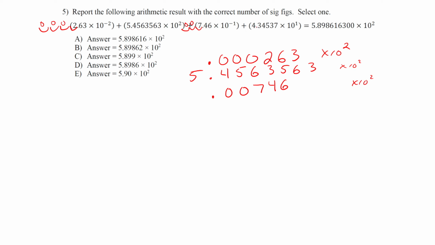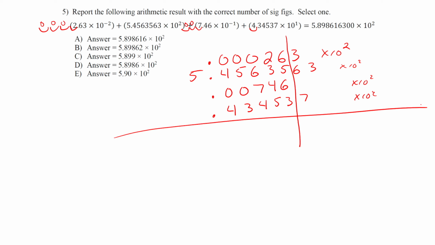And this is 10 to the first, so it goes over 1. So 0.434537 times 10 to the second. It's easy to see the largest error is in this 5th decimal place. So we can only keep to the 1, 2, 3, 4, 5th decimal place. That 6 will have it round up. And so the answer is B.